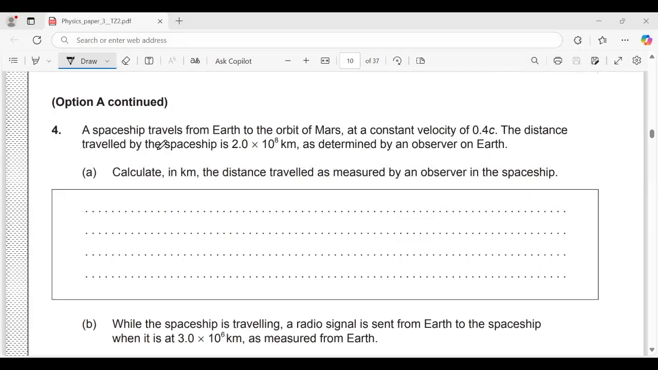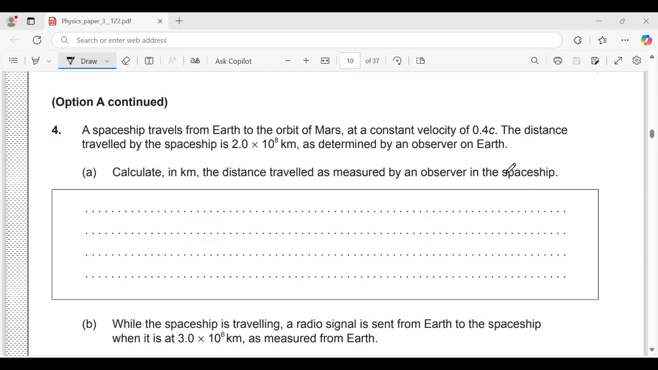Number four, a spaceship travels from Earth to the orbit of Mars with a constant velocity of 0.4 c. The distance traveled by the spaceship is 2.0 multiplied by 10 power 8 kilometers, as determined by an observer on Earth. Calculate in kilometers the distance traveled as measured by an observer in the spaceship. Right. We are going to use the Lorentz factor formula.